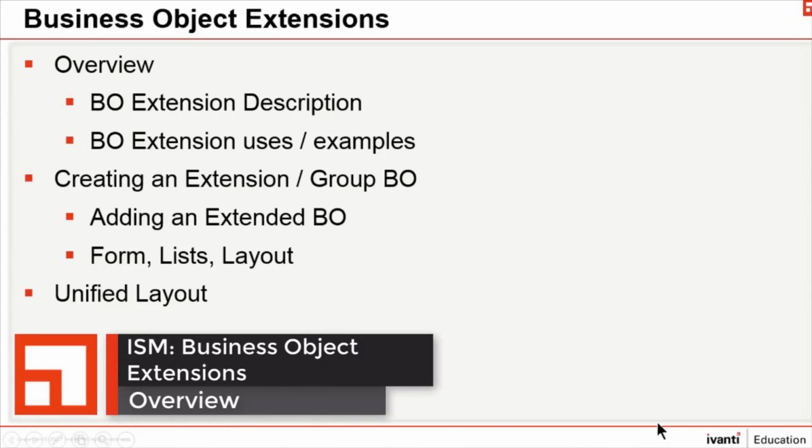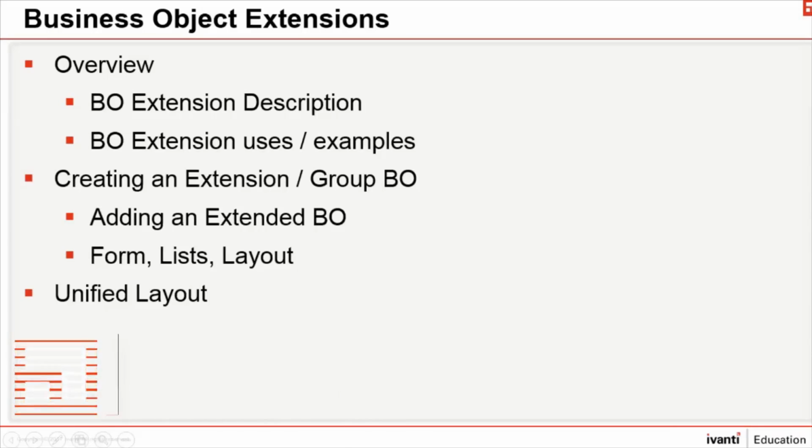All right, so what we're going to do is I'll give you an overview. We'll talk about what a business object extension is. I'm going to show you some uses and examples of existing extended business objects. Then we're going to create our own extended business objects. We'll create a couple of those. And then we're going to add the extended business objects that we created to the layout of the main business object. That would be our hotel. And then we'll customize the form, list, and layout for each of these. And then right here is where we actually add it to the main business object. All right, so let's get started.